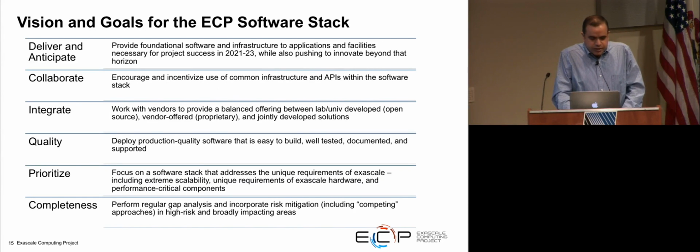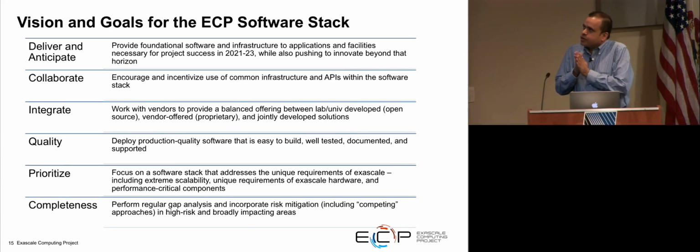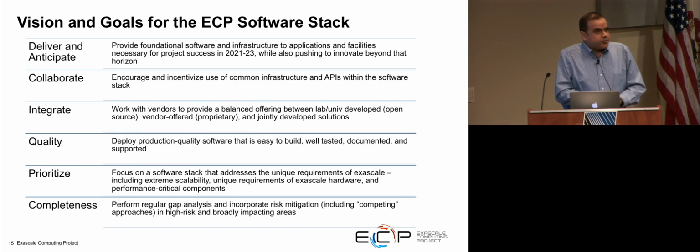So what are the vision and goals for the software stack? One is deliver and anticipate. So provide the foundational software and infrastructure to applications and facilities necessary for project success in the 21 to 23 time frame, while also pushing to innovate beyond that time frame. So what that means is that we want to both deliver a quality solution while also looking at what the applications might need in that time frame that they don't know today. We can't just meet their requirements that they say today, because they may not even know what is necessary in those systems. So we have to look at what's coming and make sure that we are covering those areas.